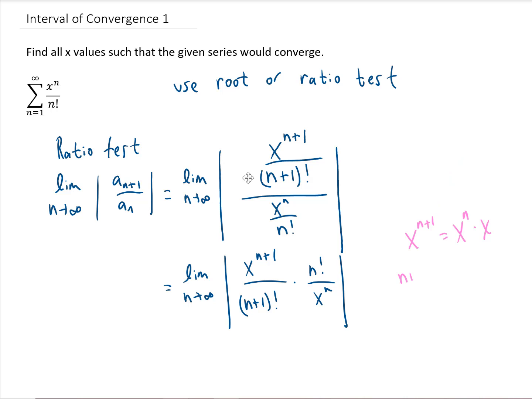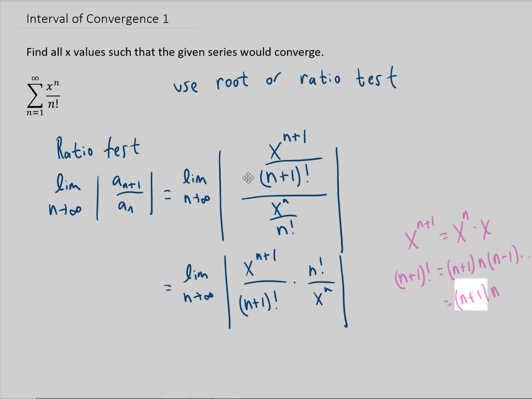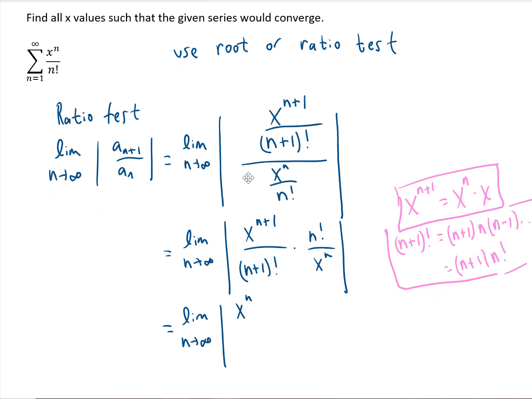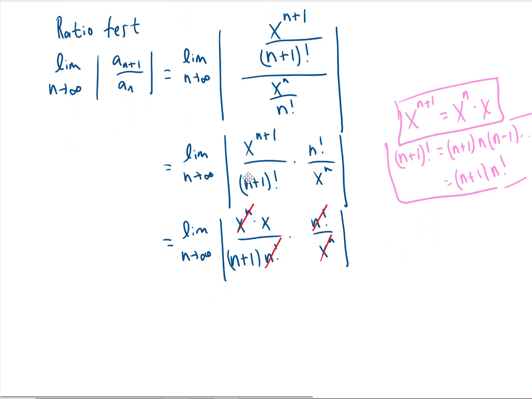What else? n plus 1 factorial. Well, that is just n plus 1 times the number below it, times the number below that, and so on. So we can rewrite n plus 1 factorial as n plus 1 times n factorial. If we do those two things, what you'll notice is you get a whole lot of cancellations. The x to the n's cancel, and the n factorials cancel. We need just one more line of room to finish this thing up.